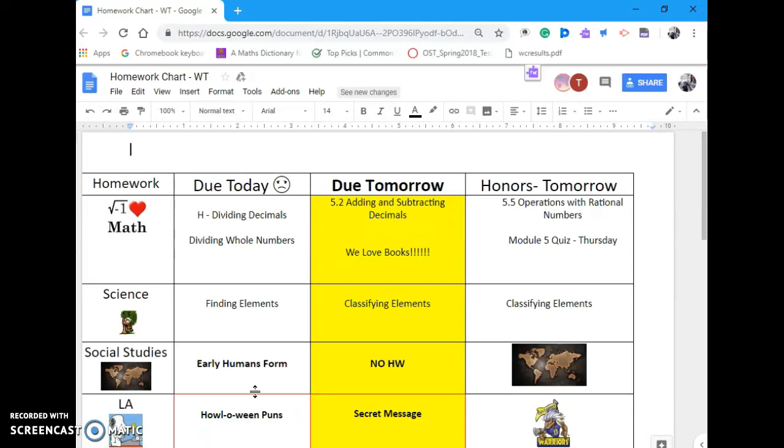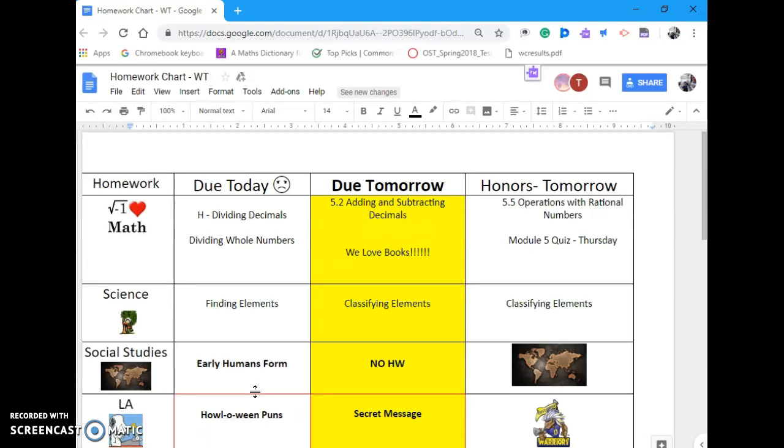In Honors Math, we've got lesson 5.5. It's operations with rational numbers, and their module 5 quizzes on Thursday. In Science, we're doing an assignment called Classifying Elements. In Social Studies, there is no homework.